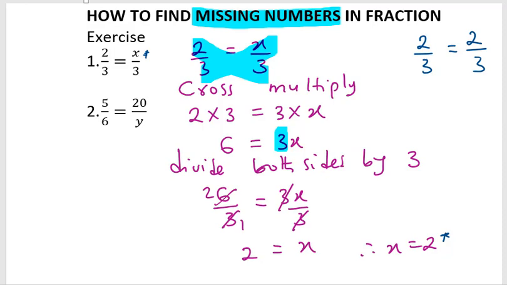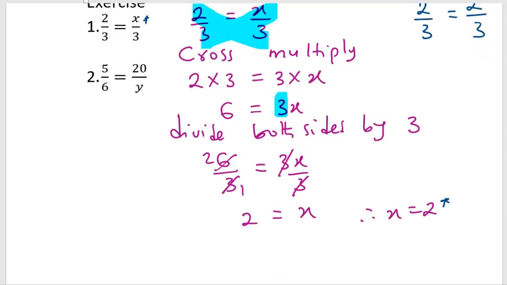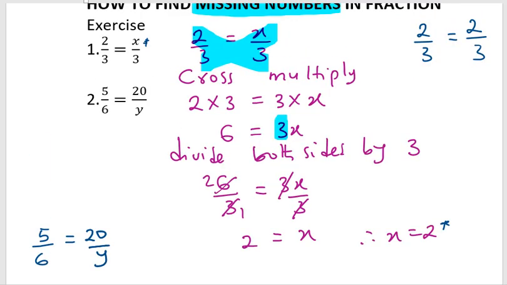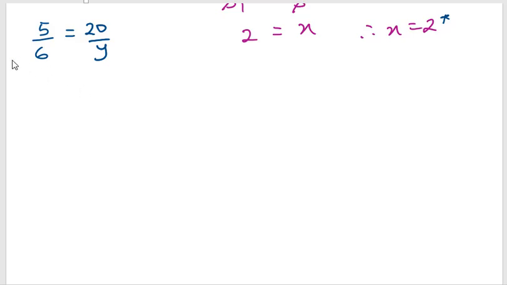Let's just go ahead and solve the next question. It says 5 over 6 equal to 20 over y. So let's do it here. 5 over 6 equal to 20 over y. Let's check if we wrote the right question. 5 over 6 equal to 20 over y. So same thing, we cross multiply.